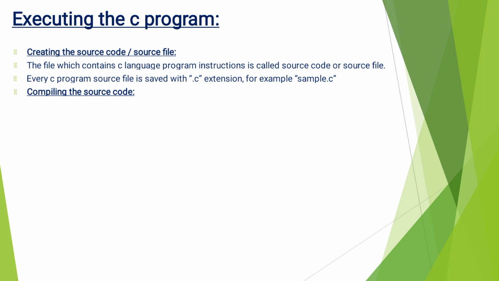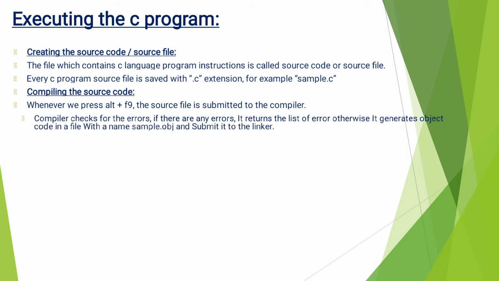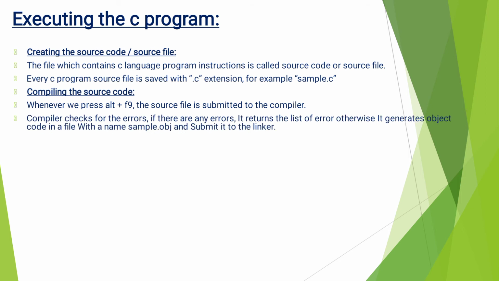The next step is compiling the source code. After typing and saving your program, you have to compile it. Here our program is the source code. To compile our program, we have to press Alt plus F9. Alt plus F9 is used to compile the program. Then our program is submitted to the compiler. The compiler checks for errors in our program. If there are any errors, it returns the list of errors.